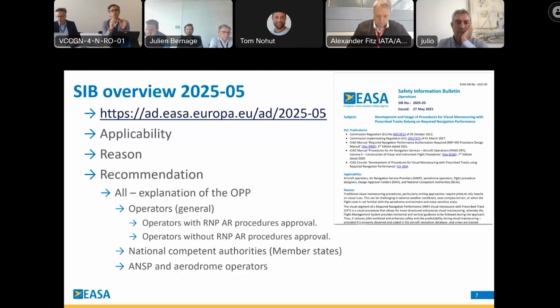The Safety Information Bulletin has several chapters. The first one is the applicability, which basically applies to everybody, including the manufacturers, and we have a manufacturer here, Airbus. This includes also the design approval holders, which means the manufacturers. Sorry for this term, but it's the legal term. Then we explain the reasons. You will see that we talk about the circular 359, etc. And then we go into the recommendations.